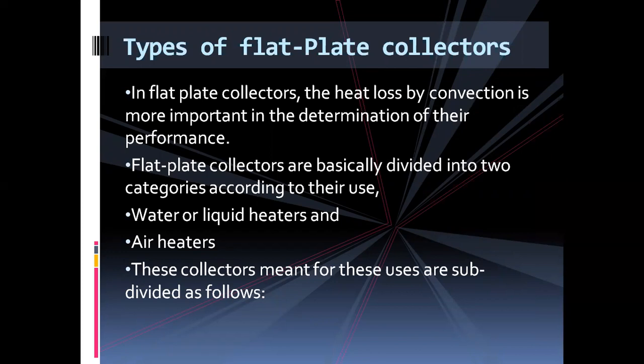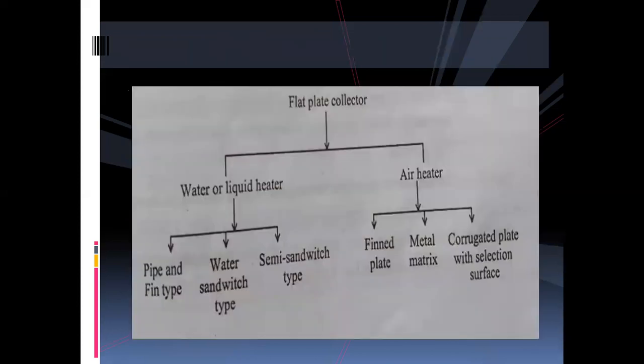Now, the flat plate collectors are basically divided into two categories according to their use: water or liquid heaters and air heaters. Means either we will use a water or liquid heater, or we will use air heaters, just like warm air in winters. These collectors, for these uses, are subdivided as follows. You can see here this division as shown in the figure, and its subdivision also is there.